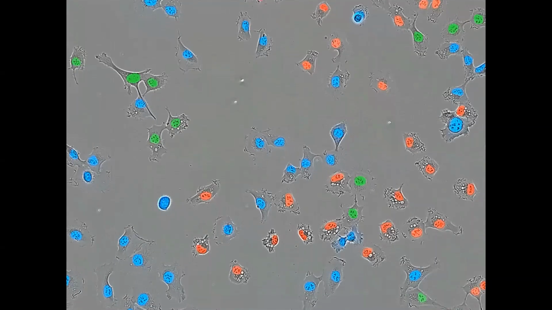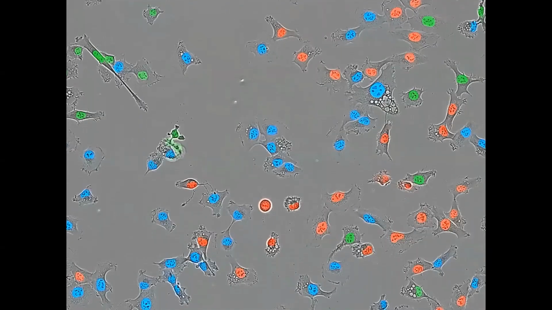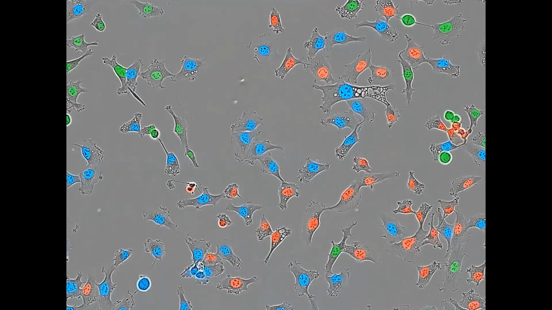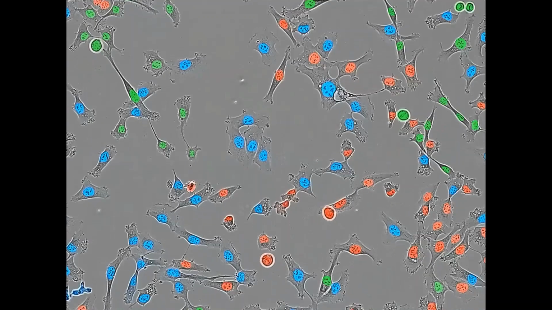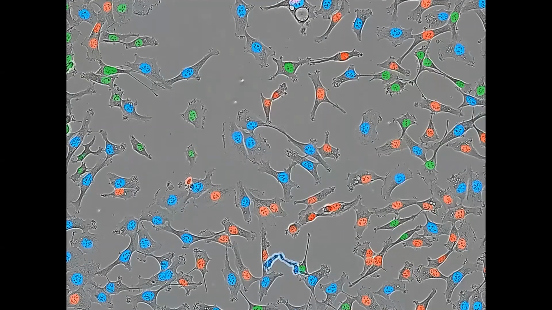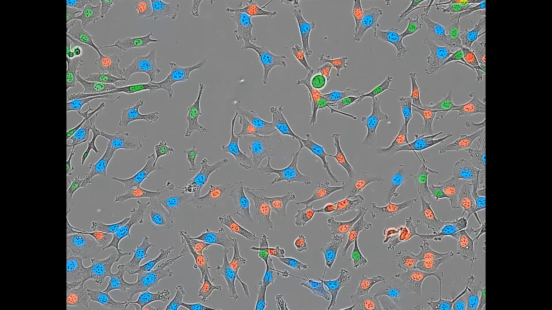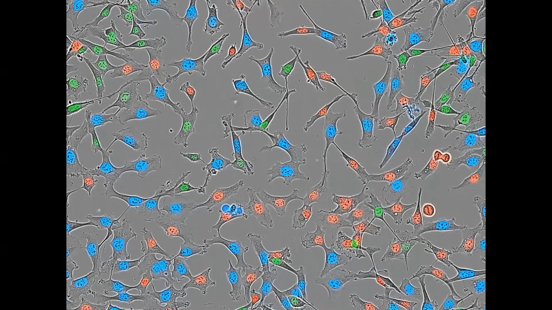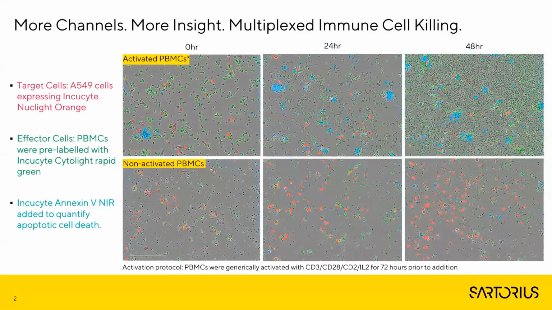As you can see, these Incucyte reagents are restricted to the nucleus of cells, facilitating the accumulation and counting, enumeration of cells over the course of an experimental timeline, now enabling measurements of proliferation of 3 independent cell types within one multiplexed culture system. So jumping into our immune cell killing application.